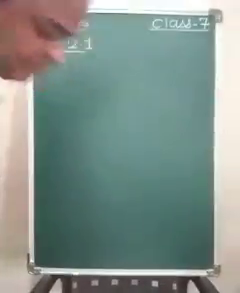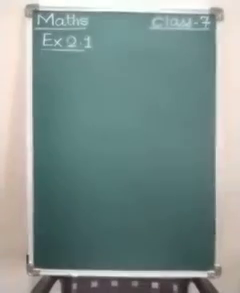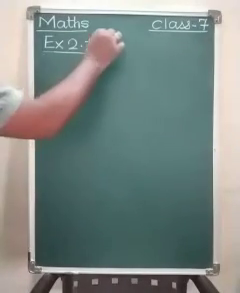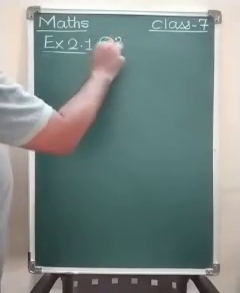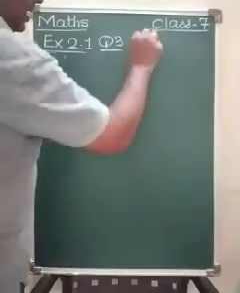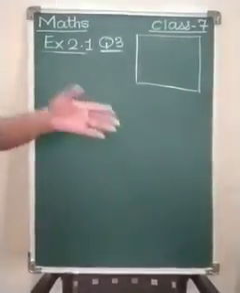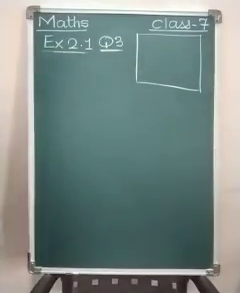Now this type of sum we have already solved in exercise 1.1. I think question number 7 or 8 was there. Magical square. Question 3. Okay, so I will prepare the square here, magical square. The only difference is that here we have fraction numbers.